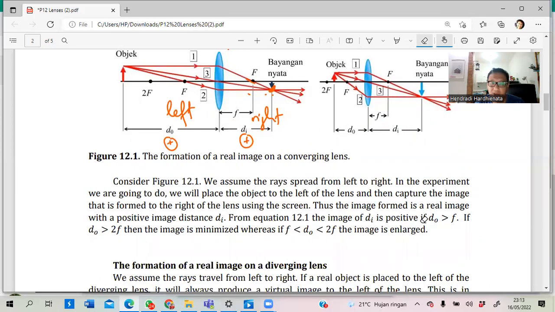the image distance is positive if the DO is larger than F. If the DO is larger than 2F, then the image is minimized, whereas if the DO is in between the focal length and 2F, the image is enlarged. You can prove this yourself when you do the experiment.